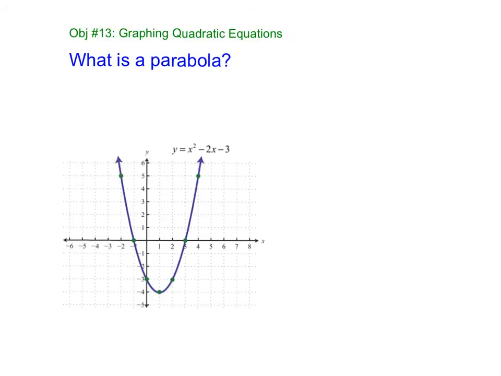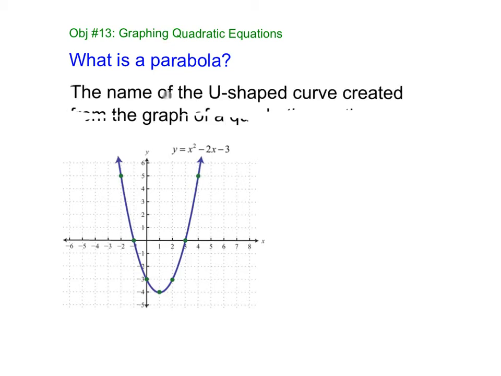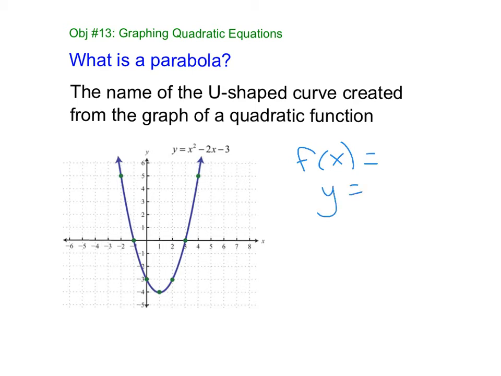Okay, so this curve is called a parabola. It's the name of the U-shaped curve created from the graph of a quadratic function. Sometimes I write y equals, and sometimes I write f of x equals. f of x is the same thing as y, so don't freak out if you see f of x. I know we haven't gone through that quite yet, but it's just the same thing as y.